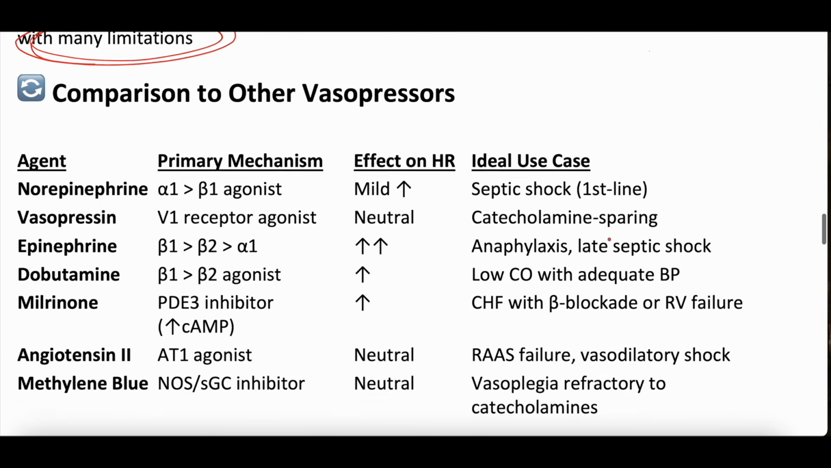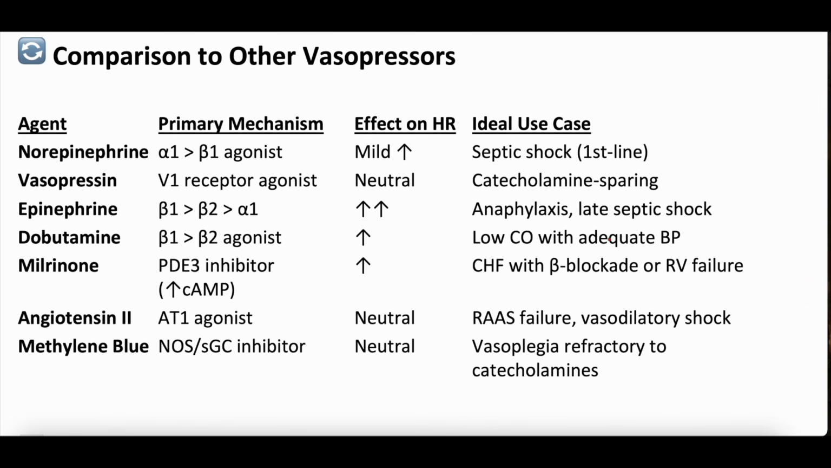Comparison to other vasopressors. This is probably not something worth us totally reading out, so we could pause it here for those watching the video. For those of you who listen to the podcast, you can hop over to the video if you're interested. It's just a table comparing norepinephrine to vasopressin to epinephrine to dopamine to milrinone to angiotensin II and now methylene blue. So it goes through the primary mechanisms of each, the effect on heart rate, and the ideal use case, with methylene blue's ideal use case being primarily vasoplegia refractory to catecholamines. So we'll let you all digest that on your own.